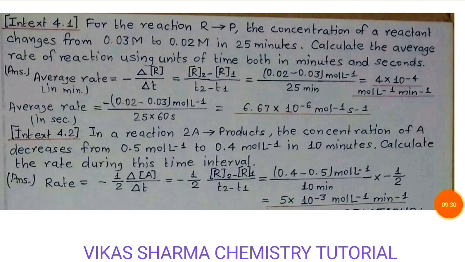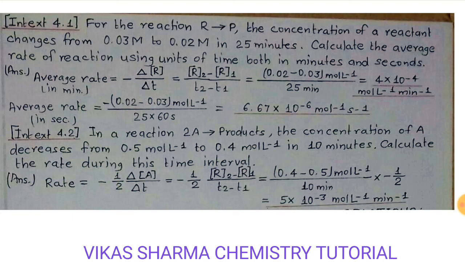Student, in the NCERT book, question number 4.1: for the reaction R to P, the concentration of a reactant changes from 0.03 molarity to 0.02 molarity in 25 minutes. Calculate the average rate of reaction using units of time both in minutes and seconds. So we can solve this question very easily. First, average rate.